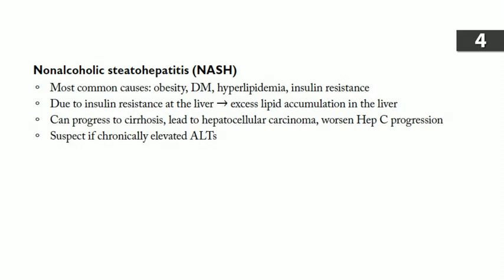So take a look at number 4 in the study guide. NASH is associated with obesity, diabetes, hyperlipidemia, and insulin resistance. And that insulin resistance leads to accumulation of fat and lipids in the liver. Now, one clue to the presence of NASH would be chronically elevated LFTs, so that's a misprint in your study guide, not just ALT, but also AST and also ALK-Phos.